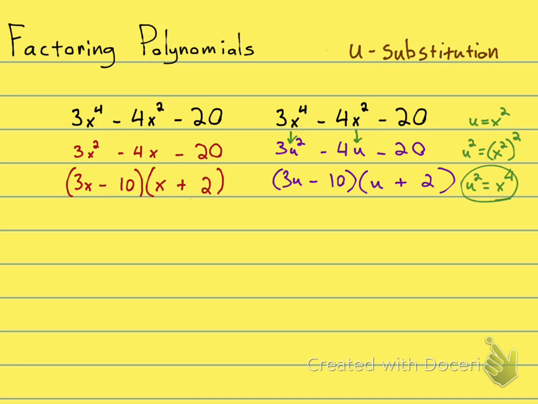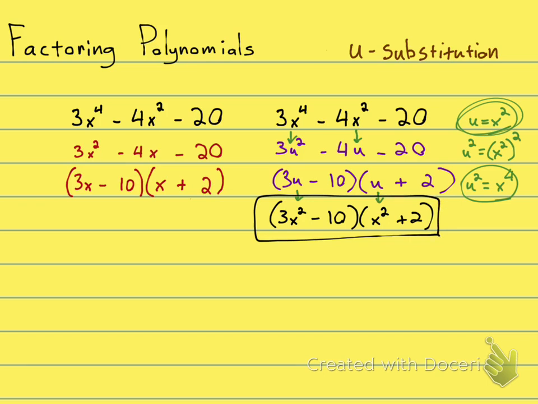Okay, we can't give our answers in terms of u because they don't even know what u is. They gave us x. So what we're going to do is take this u, and what are we going to put instead of u? We're going to put x squared. So this is 3x squared minus 10 times x squared plus 2. Okay, and this is the answer.